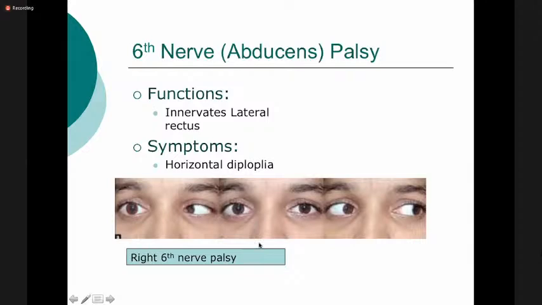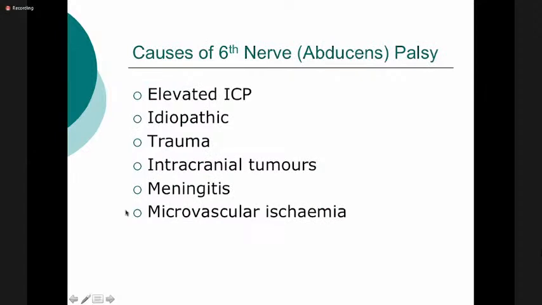However, when they're in primary position, they're okay. When they're asked to look left, they're okay. So this is a sign of a right sixth nerve palsy because the lateral rectus is not innervated in that position. So what are the causes?